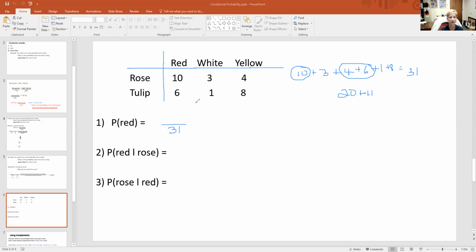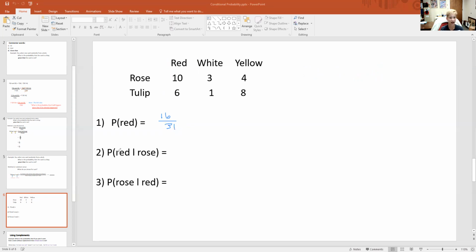Now, of those 31 flowers, how many are red? Do you see that all of these are red? Some are roses and some are tulips, but they're all red. So how many red flowers are there? There would be what? 16. So 16 out of 31, I can't reduce that anymore. So that's my probability of getting red. Okay. So we got 16 out of 31.